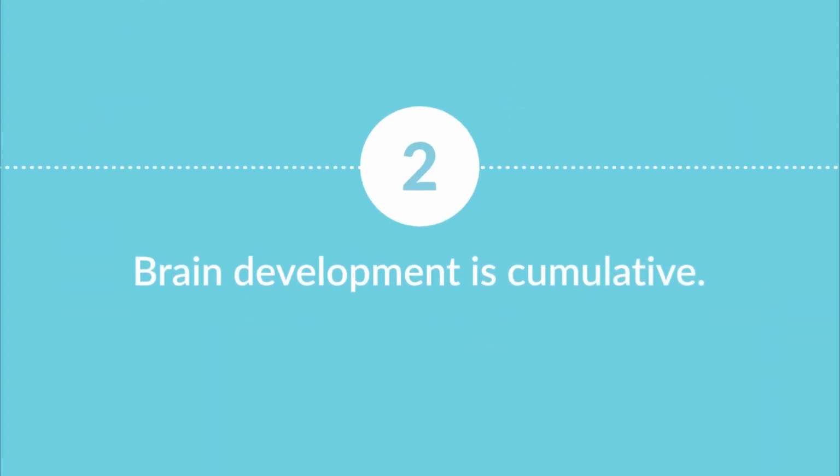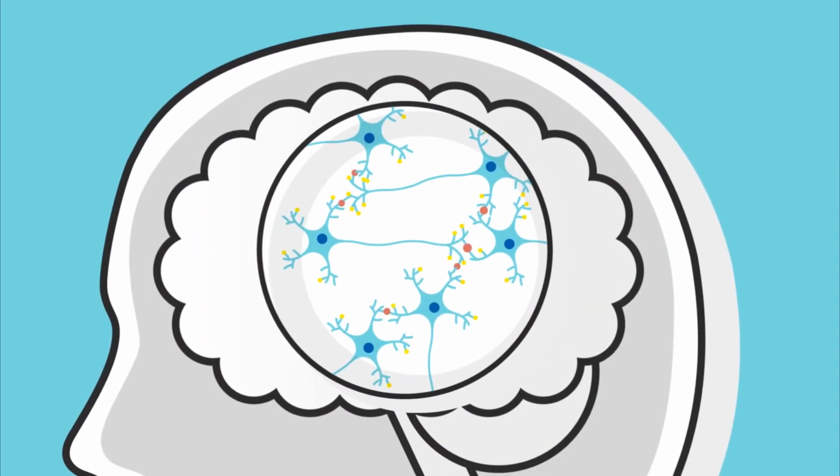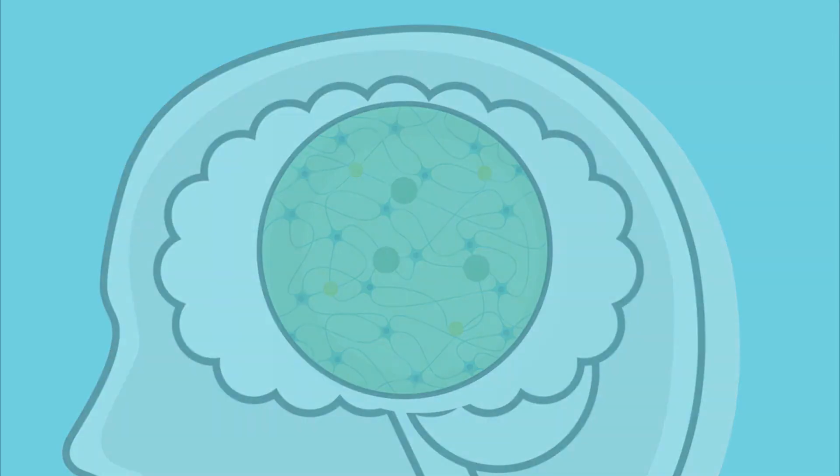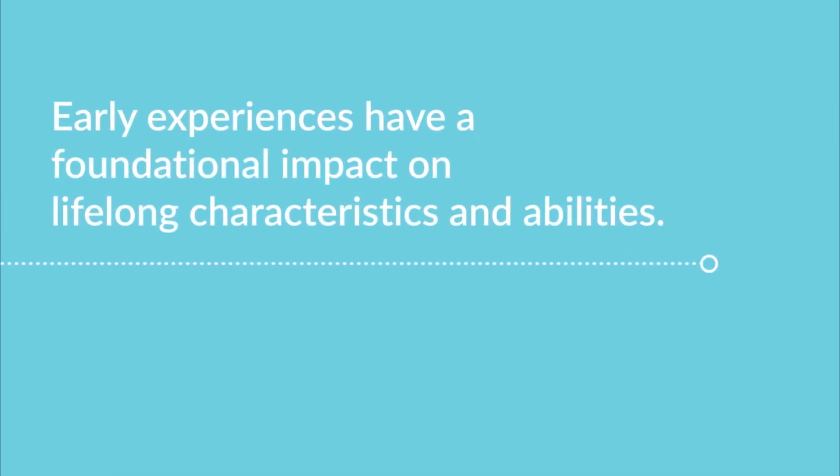2. Brain development is cumulative. A cross-section of the animated brain appears. The brain displays a series of synapses and yellow and green dots, and then turns green altogether. The brain is built in a series of sequential steps. Synapses lead to circuits that lead to pathways, which ultimately lead to consciousness and behavior. Therefore, early experiences and their effects on brain development have a foundational impact on lifelong characteristics and abilities.